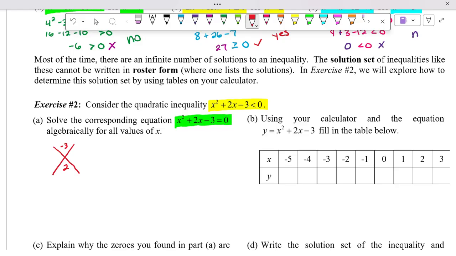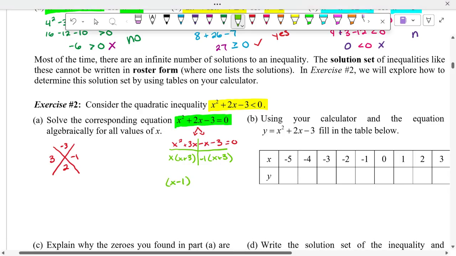So what are two numbers that multiply to -3 and add to 2? 3 and -1. Now, if we do a quick AC method, this would be x squared plus 3x minus x minus 3 equal to 0. All right, what's the GCF of the first group? X, so I get x plus 3. What's the GCF of the second group? -1, so I get x plus 3. So since the parentheses are the same, I get x minus 1 times x plus 3 is equal to 0.